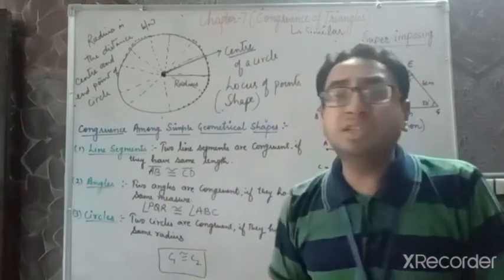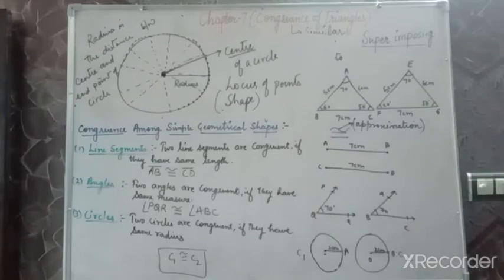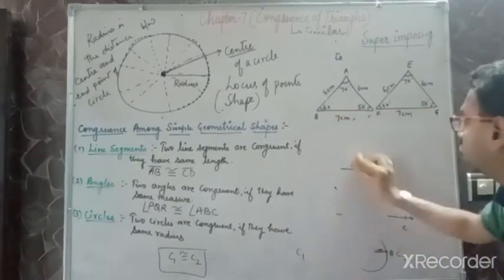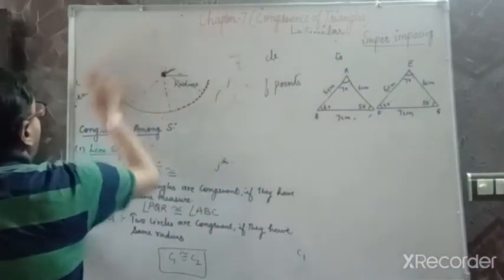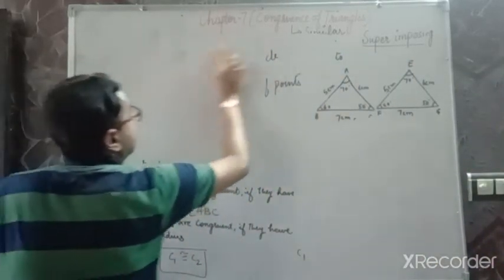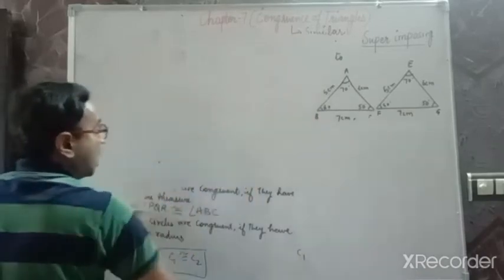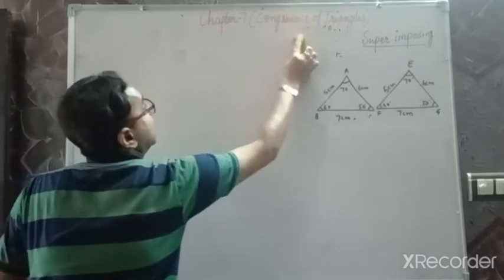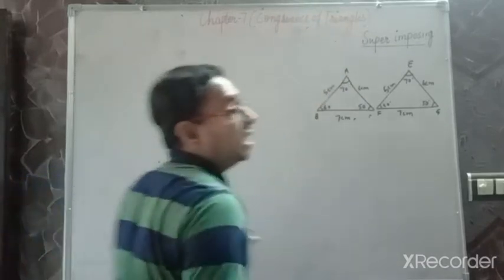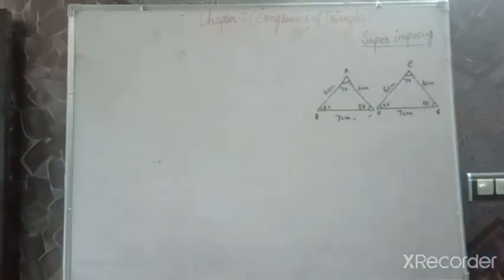So what is the condition for a circle to be congruent? The radius must be same. Now let's see the conditions for triangle, rectangle and square. What are the conditions for a rectangle, for a triangle, for a square to be congruent? Congruent means similar. Similar means same shape, size and must cover each other.